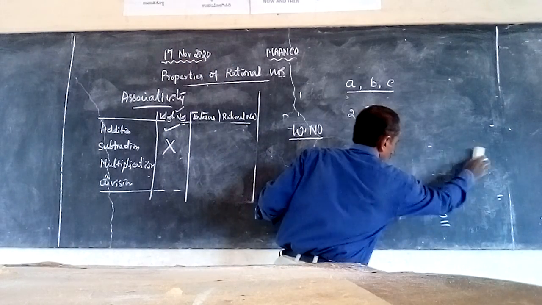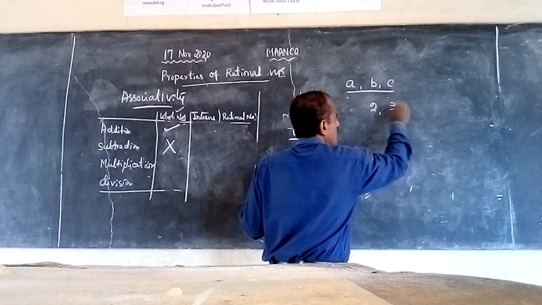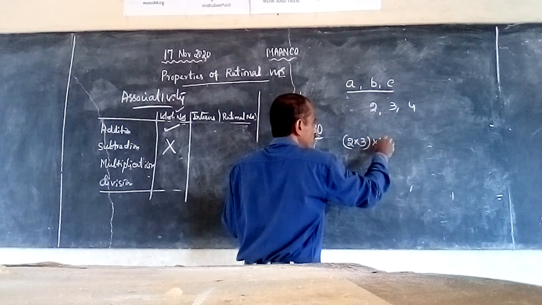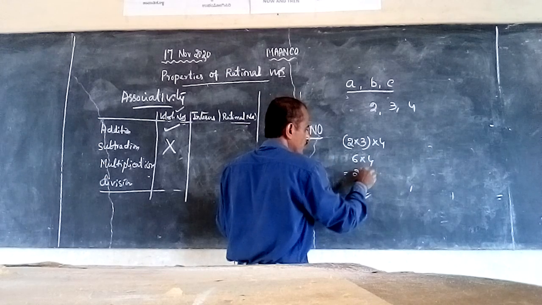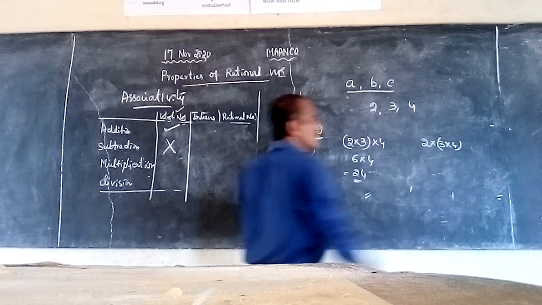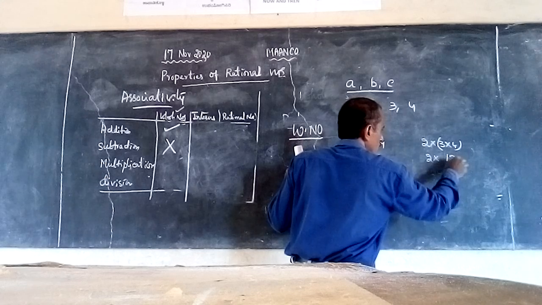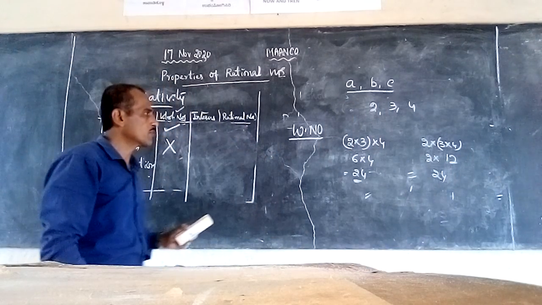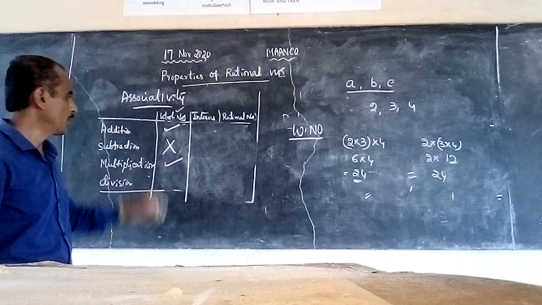Next, what about multiplication? Let us take the same three numbers, 2, 3, 4. 2 into 3 into 4: 2 into 3 is 6, into 4 is equal to 24. What about the other side? Let us group the last two numbers: 3 into 4 is 12, 2 into 12 is also 24. Both sides LHS and RHS are equal, 24 is equal to 24. Therefore multiplication is associative for whole numbers.